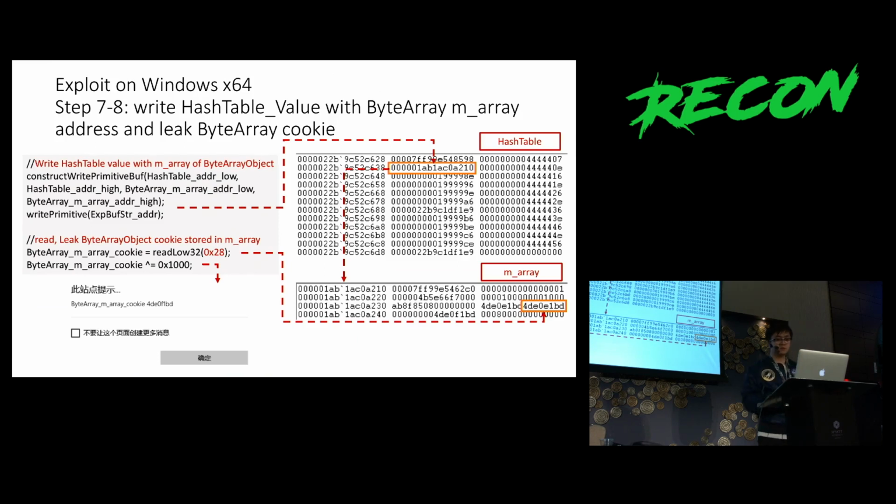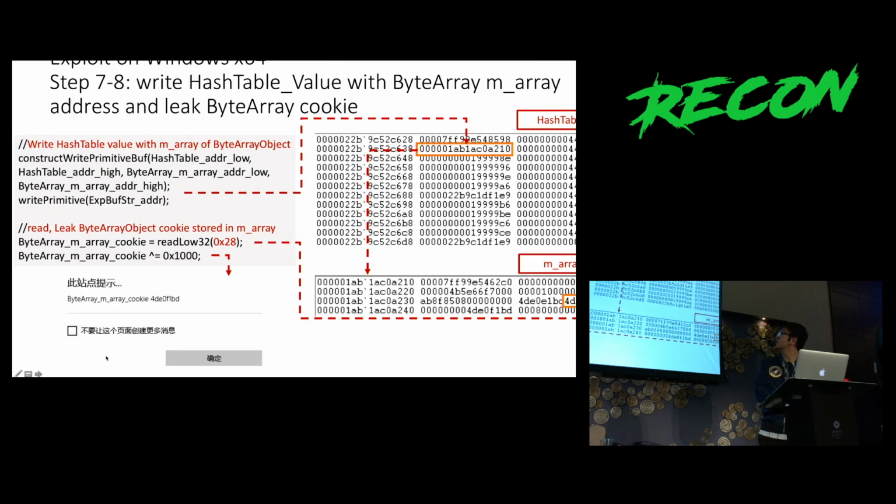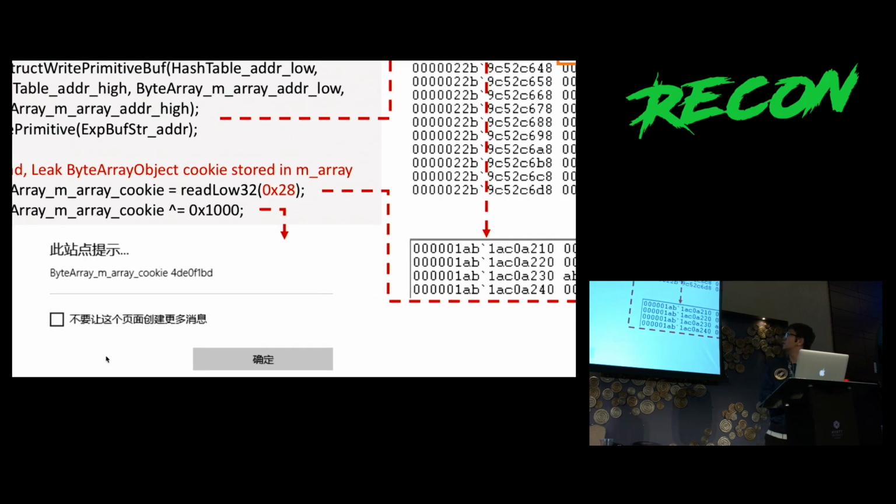And we use that write primitive to write the HashTable value with the memory buffer. Here is the memory buffer, and we read the cookie. That is what we want. We read the cookie in memory from the offset 288. And you can see I have a screenshot from the browser. We get the cookie. It's the same as the memory.